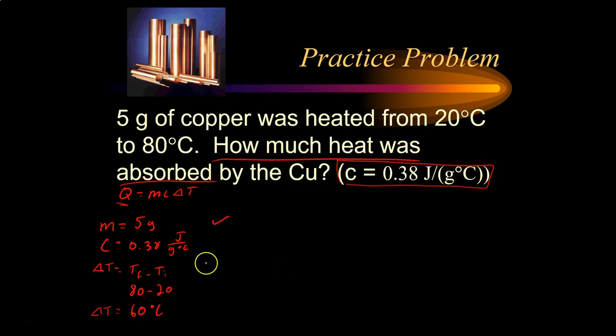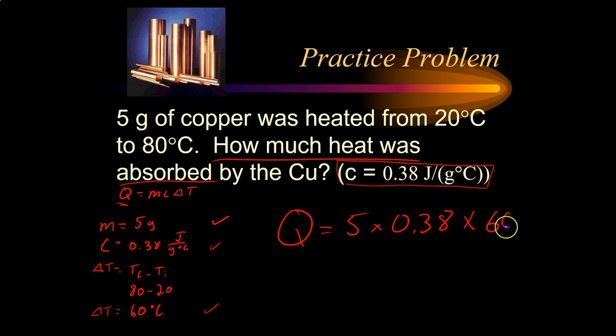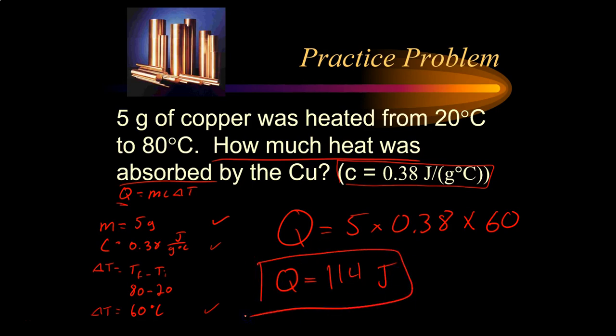We have all of these numbers now, so all we got to do is plug in. So we're going to say Q is equal to our mass, which is 5, times our C, which is 0.38, multiplied by the change in temperature, which is 60. When we plug that all into our calculators, which hopefully you're doing if you're watching this at home, we would find that we would be releasing, or absorbing in this case, 114 joules of energy there.